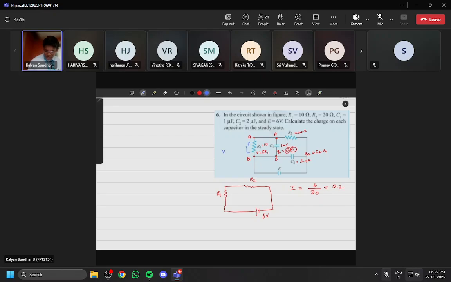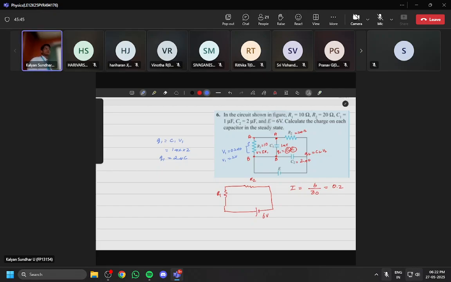Now what is the potential difference across this? Potential across the first resistance will be equal to I, how much? 0.2 into resistance, how much? 10. So the overall potential across them is 2 volt, correct? Then Q1 will be equal to C1 into V1. C1 is how much? 1 microfarad into 2 volt, which will be equal to 2 microcoulomb. This is the Q1 value, correct?